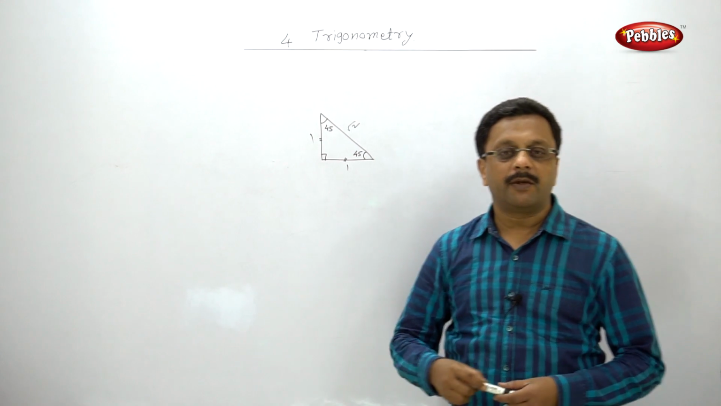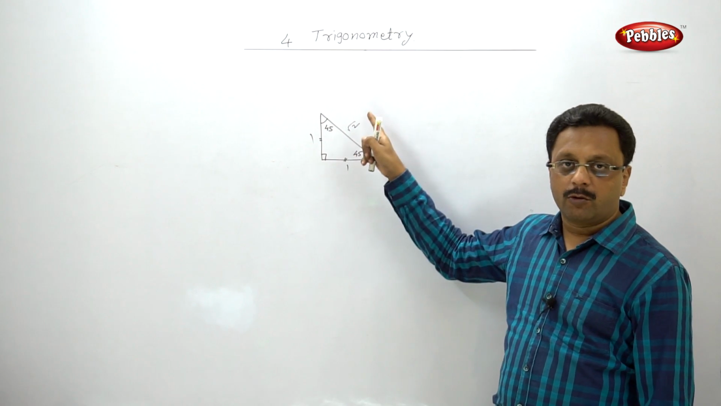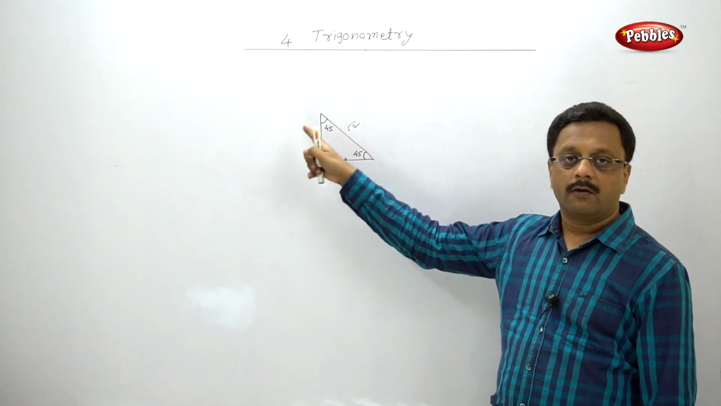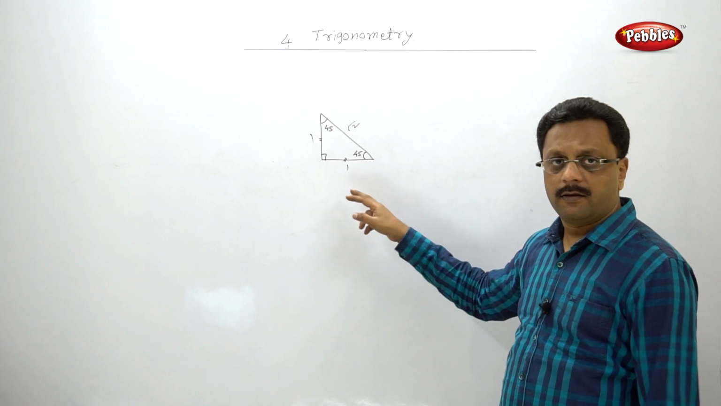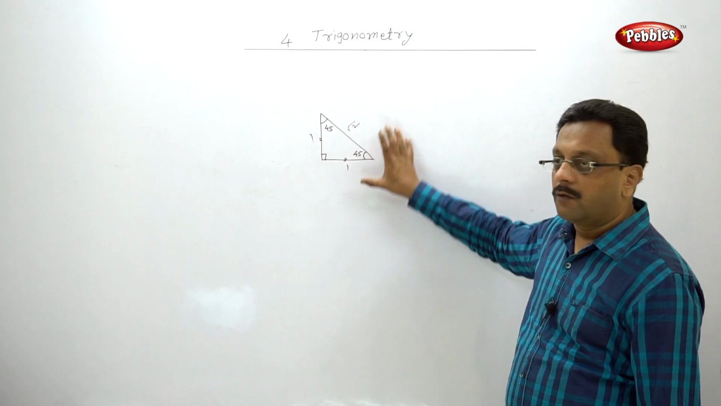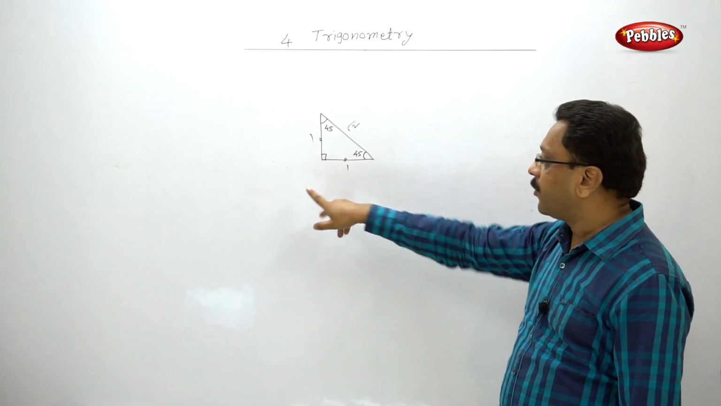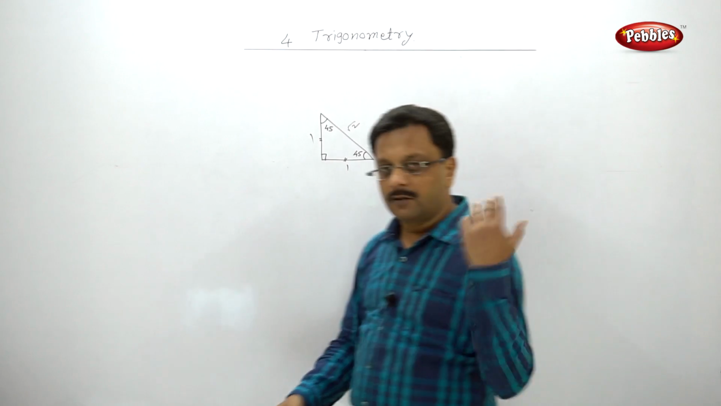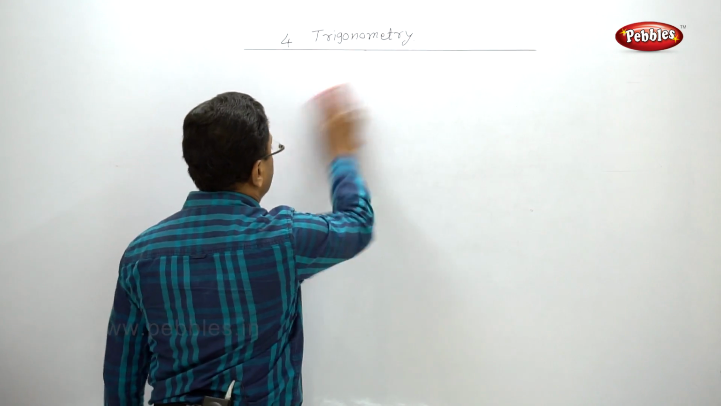Root 2, simple. So what is sine 45? 1 upon root 2. What is cos 45? 1 upon root 2. What is tan 45? 1. Correct? You take any angle. Sine 45, 1 upon root 2. Cos 45, 1 upon root 2. Tan 45, 1 upon 1. So this is the second figure. This is a simpler figure. Now we'll go ahead.